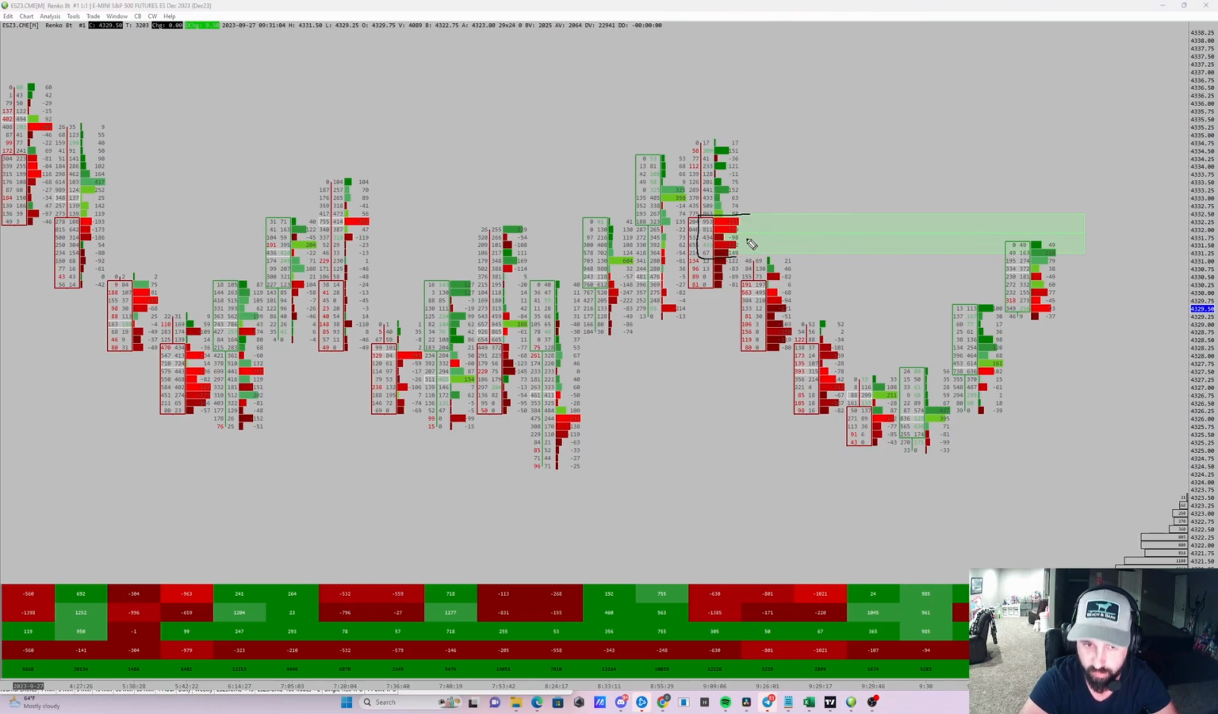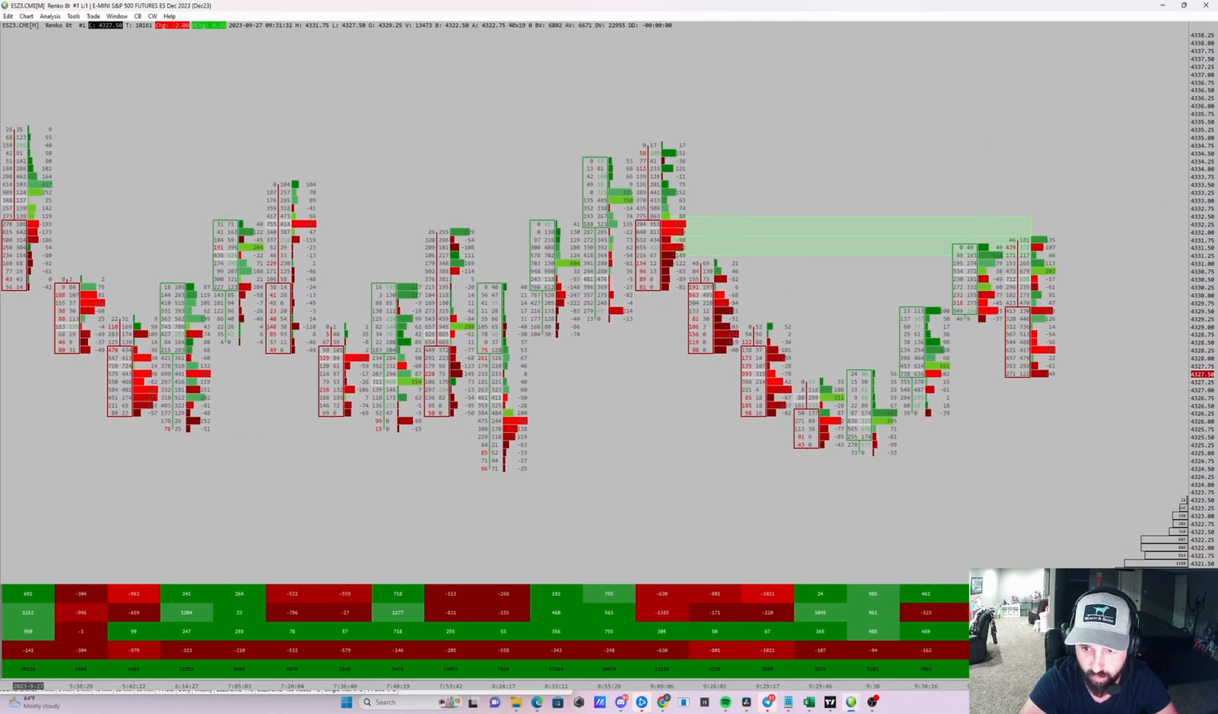Aggressive sellers, stacks of negative deltas. These are people aggressively selling off the highs. We even close these bars with sell imbalances to the downside, more sell imbalances, lots of aggressive selling in this area. Price comes back to this area. What does it do? It rejects off of the aggressive selling.